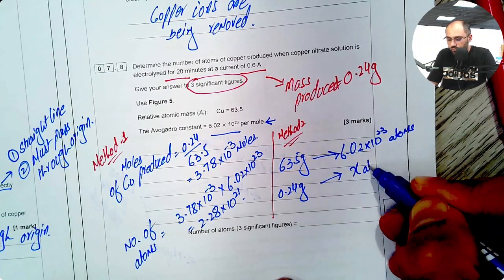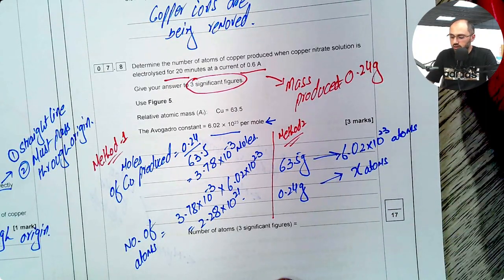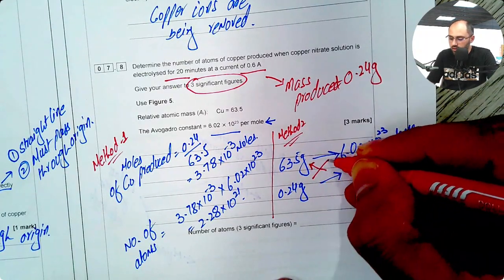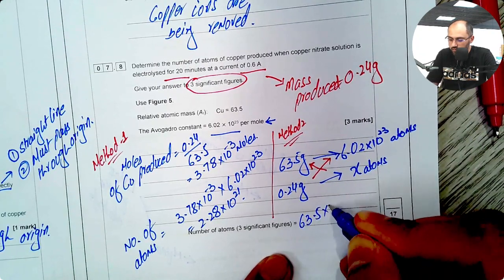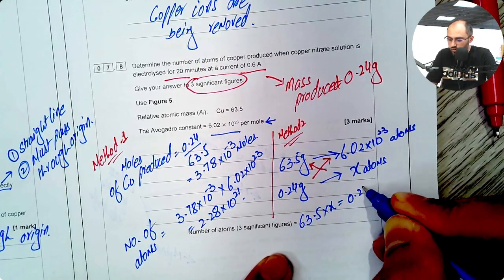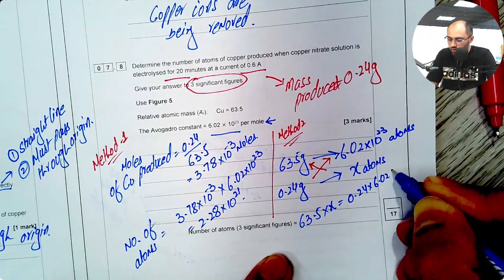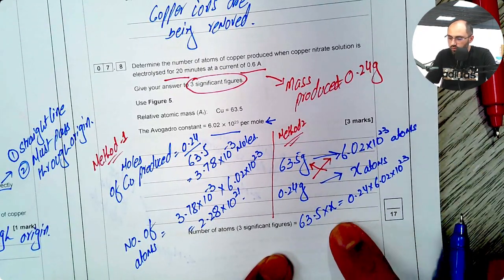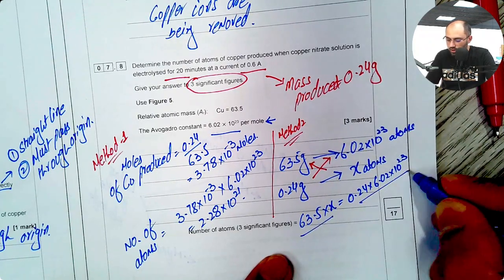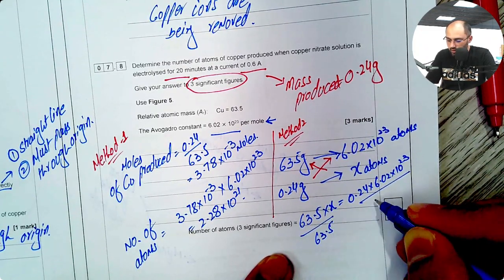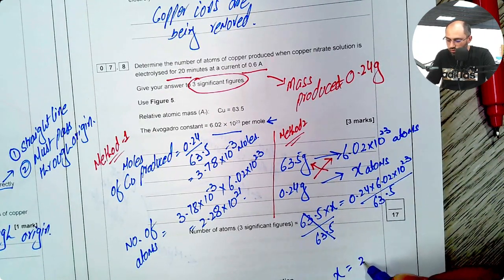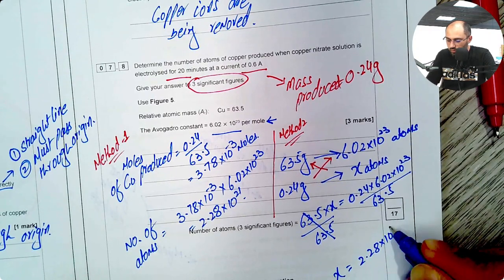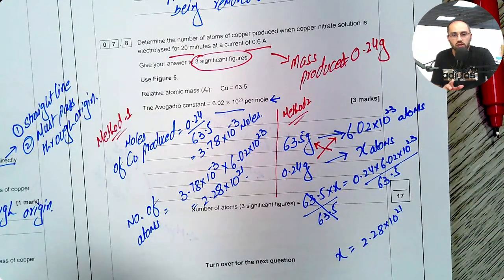So I can say 0.24 grams will have x atoms. Now to find the value of x, you can cross multiply and equate, and you will end up with the same answer. So it will be 63.5 times x, which is equal to 0.24 times 6.02 times 10 to the power of 23. To find the value of x, I'll divide both sides by 63.5. This will cancel out, leaves me with x equals 2.28 times 10 to the power of 21. So there are two ways of answering this question, and I have discussed both of them.